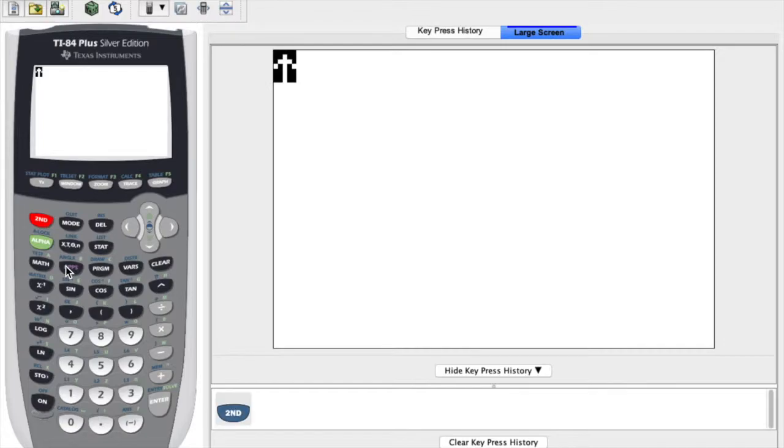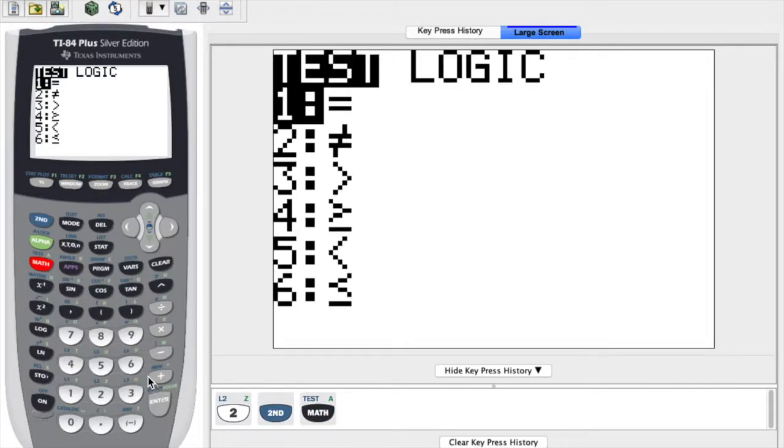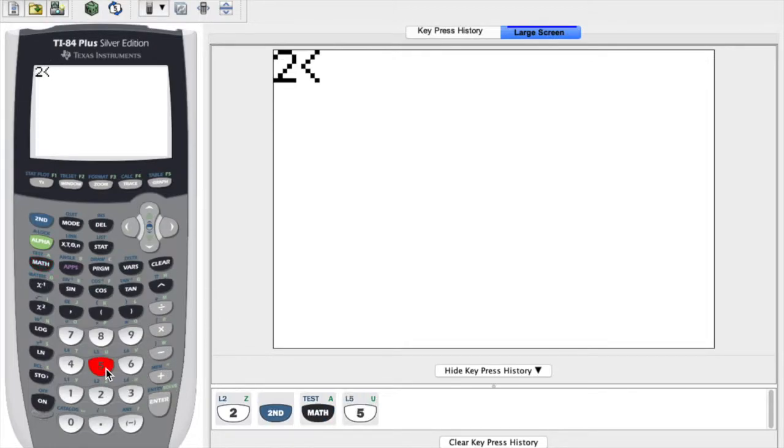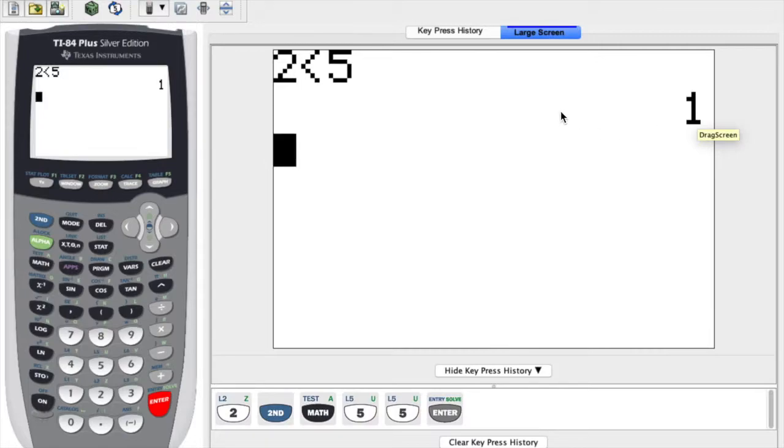Before we get into that, I do actually want to show how we're going to be doing this, and this has to do with testing an expression. So for example, 2 is less than 5, and we get a value of 1, which for programming is a value that's true. This is a testing Boolean expression where we only get true or false.